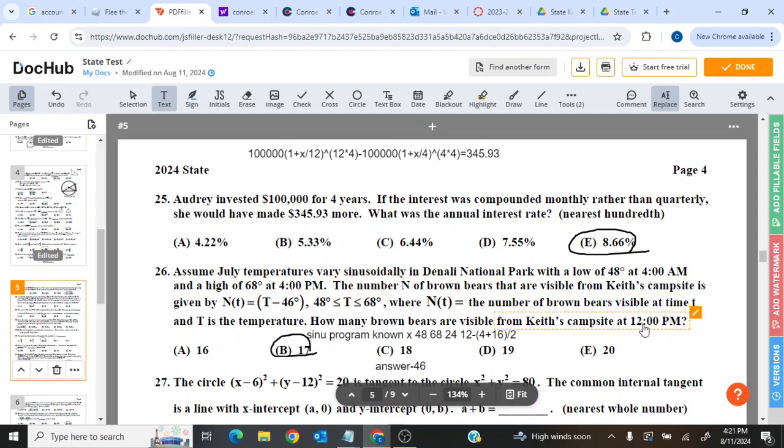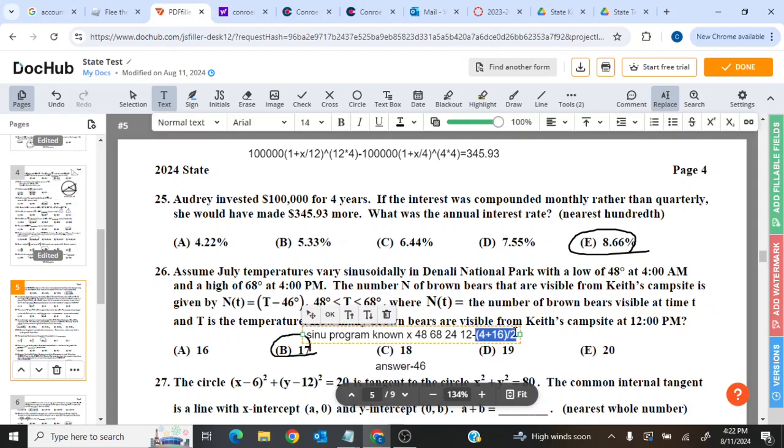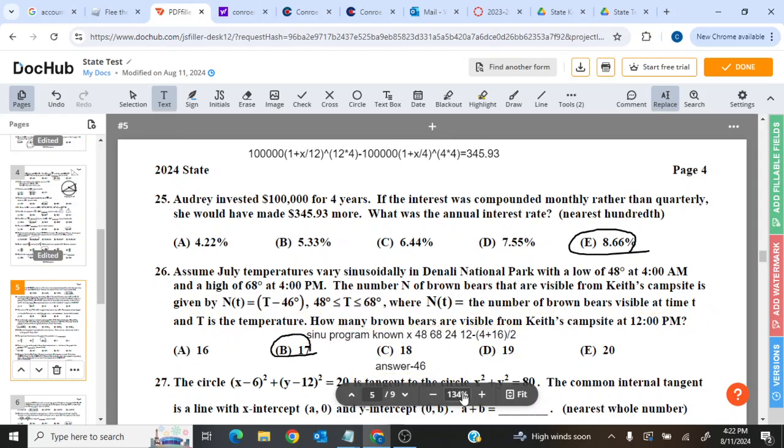And then your campsite can be imagined as, well, 12 a.m. based on my previous logic, 12 hours after the start of a.m. So in other words, 12 minus your center, which is 10, so 2. And then once you do that, you will get an expected value of 63. Plug it into this equation to figure out the number of brown bears visible, and you will get 17.